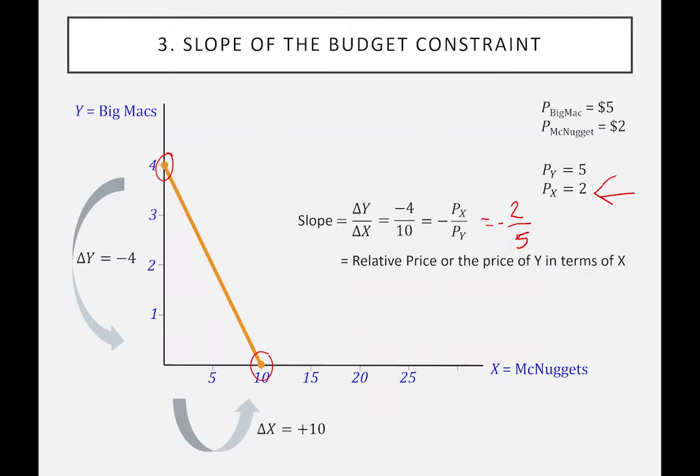So this is actually a very important point: we can write the slope of the budget constraint as merely being the relative price, the price of y in terms of x. Actually, this is the price of good y in terms of good x. I think that's reversed. That should be the opposite. So that's the third point, and we'll come back to this: the slope of the budget constraint is equal to the relative prices of the two goods on either axis.